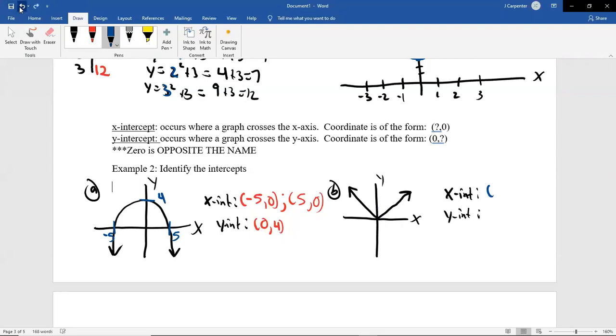It's the origin. What about the y-intercept? Well, the y-intercept is where we're crossing the y-axis. Here's the y-axis, and well, that's funny. We cross the y-axis at the same location we cross the x-axis. That's because we're touching the origin. The origin is the intersection of both the axes. So the x and y-intercept are the same. That is possible, but only when it's the origin.